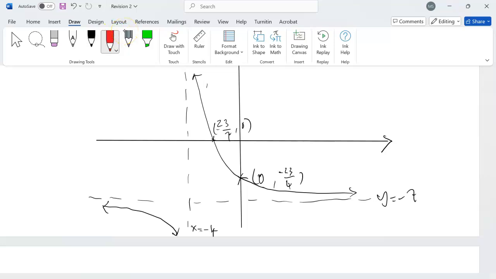Now for the other graph, the horizontal becomes vertical. So the vertical is now negative 7. Okay, x equals negative 7. Horizontal is y equals negative 4. 23 over 4 is more than 5, so it should be lower. My scale is really out. Okay, so this is y equals negative 4.